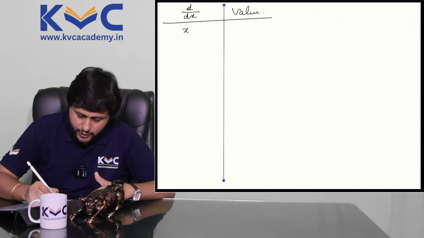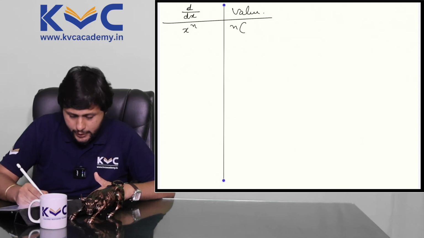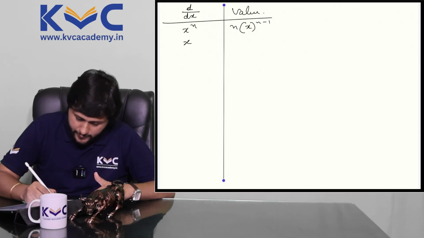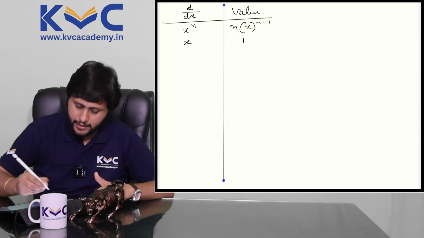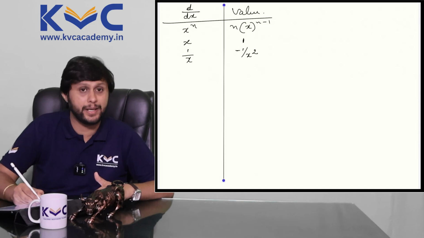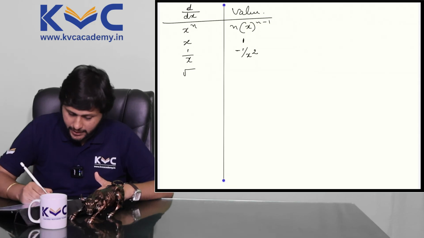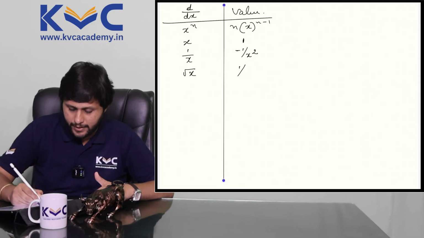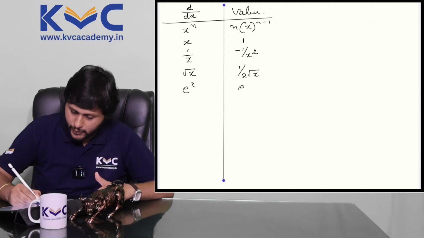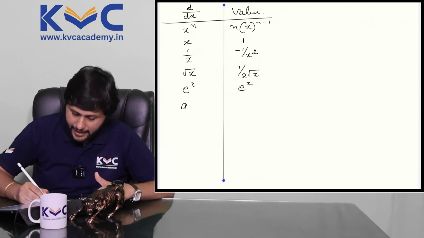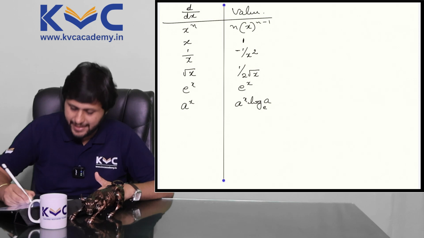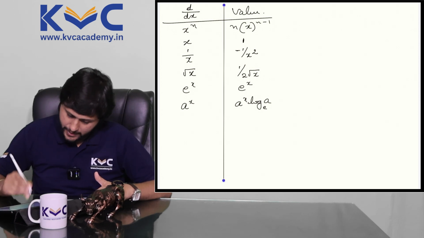So differentiation of x to the power n is equal to n into x to the power n minus 1. Differentiation of x is equal to 1. Differentiation of 1 by x is equal to minus 1 by x square. This time I will take root x. Differentiation of root x is equal to 1 by 2 root x. Differentiation of e to the power x is equal to e to the power x. Differentiation of a to the power x is equal to a to the power x log a to the base e. Then what else do we have?